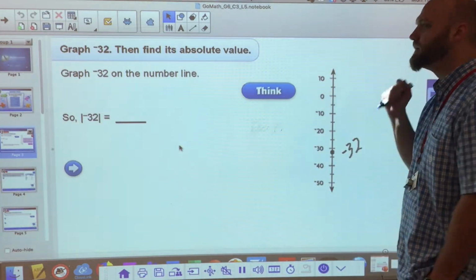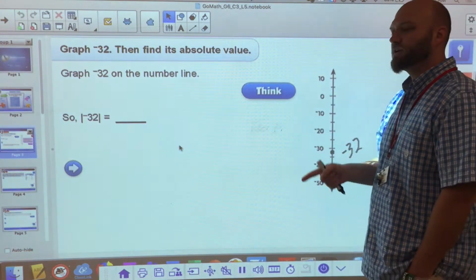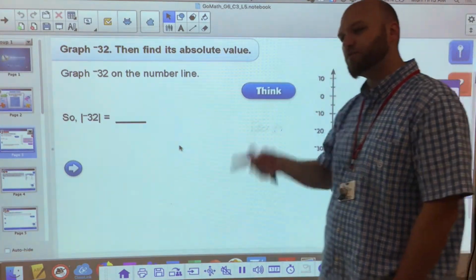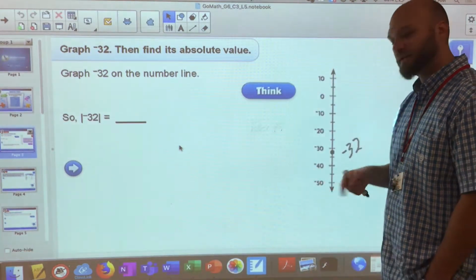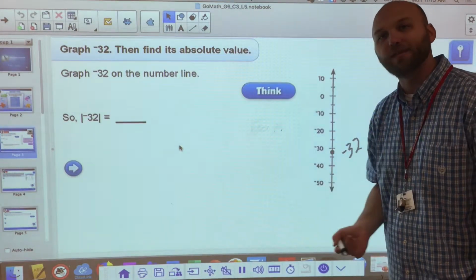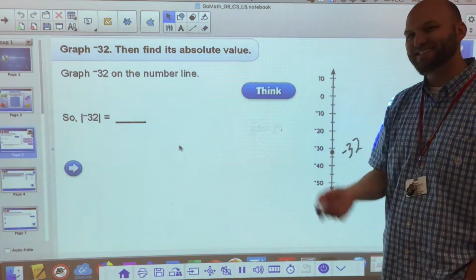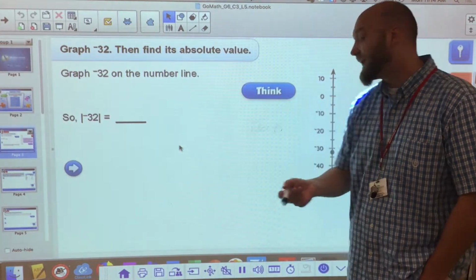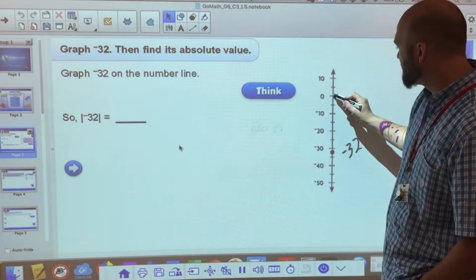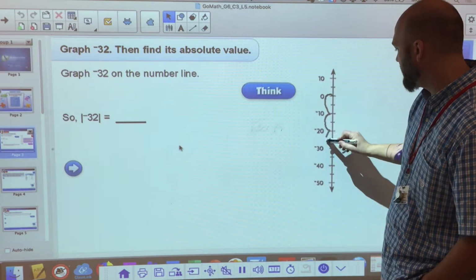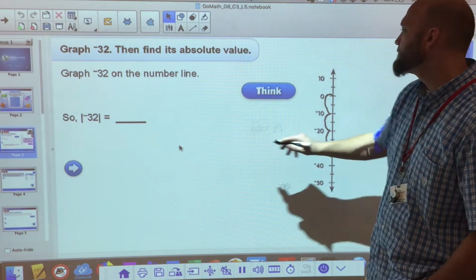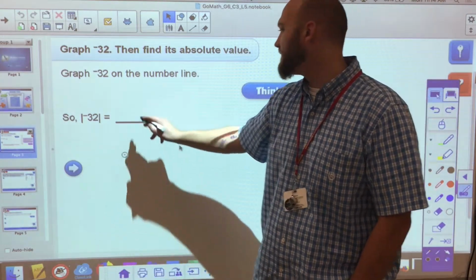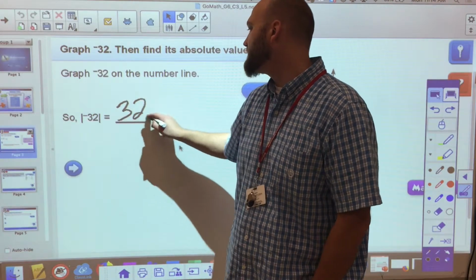So looking at -32, I would say the absolute value of -32. Well, -32 by itself is a very negative number, but I want to know what its distance to 0 is. So the absolute value, the distance to 0, is 10, 20, 32. So the absolute value of -32 is 32.